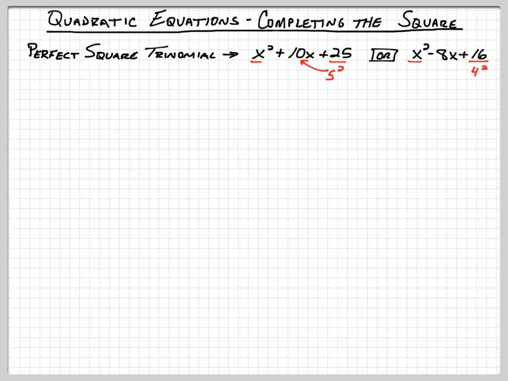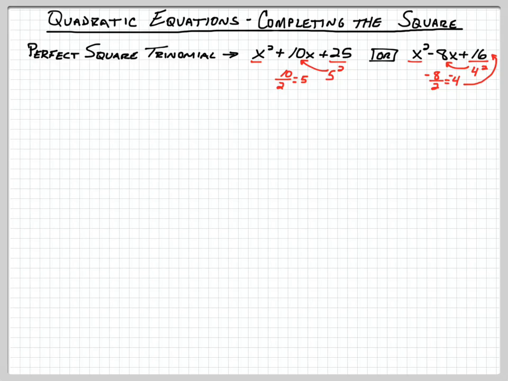And this middle term has a unique relationship of being double the base of our last term. Or in other words, we could take 10 divided by 2 and we get 5. That's what we're squaring in the last term. We could take our negative 8 divided by 2 and get negative 4. And when we square that, we get 16. So that's one way that you can identify the perfect square trinomials.